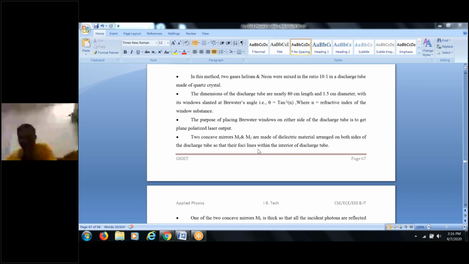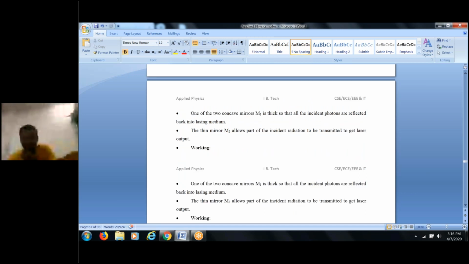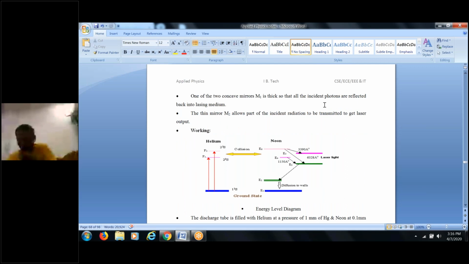So as a result, we will limit the entire light radiation within the focus of those two mirrors. Out of the two mirrors, one is M1 and the second one is M2. M1 is the thick concave mirror present on the left hand side and M2 is the thin concave mirror present on the right hand side. If any radiation goes along the left side, the thick concave mirror does not allow any radiation to come out. It reflects back into the lasing medium, that means into the discharge tube. Therefore, along the thin concave mirror on the right hand side, we will get the laser light.